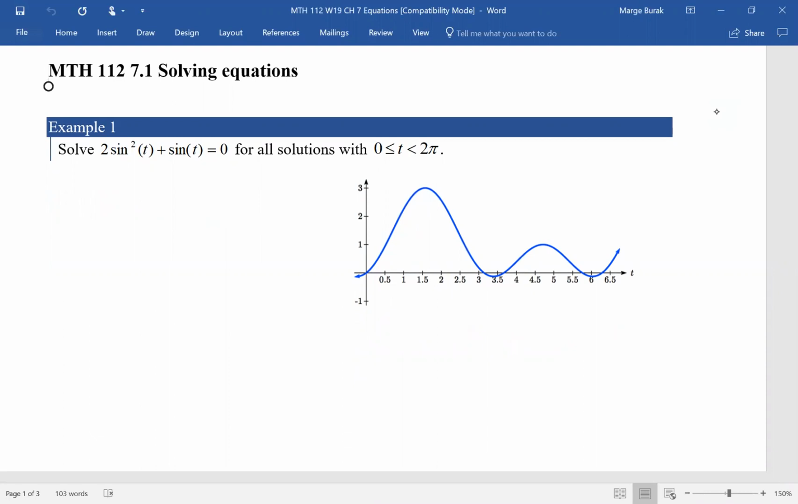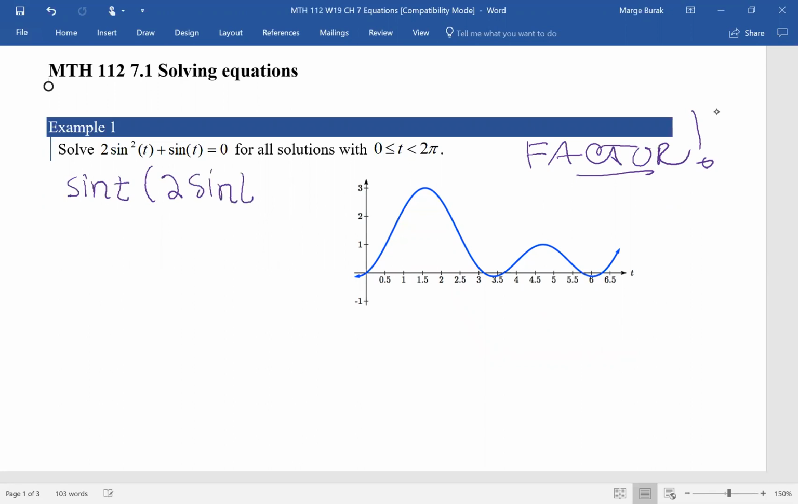set equal to 0, and I'm noticing that they both have a sine, so one of your tricks is going to be to factor. Okay, so they both have a sine. There's just two terms here, so I'm going to take a sine of t out, and I'll have 2 sine of t plus 1 equals 0 left. And then once it's factored, I can set each of these equal to 0. So sine of t equals 0, or 2 sine of t plus 1 equals 0.